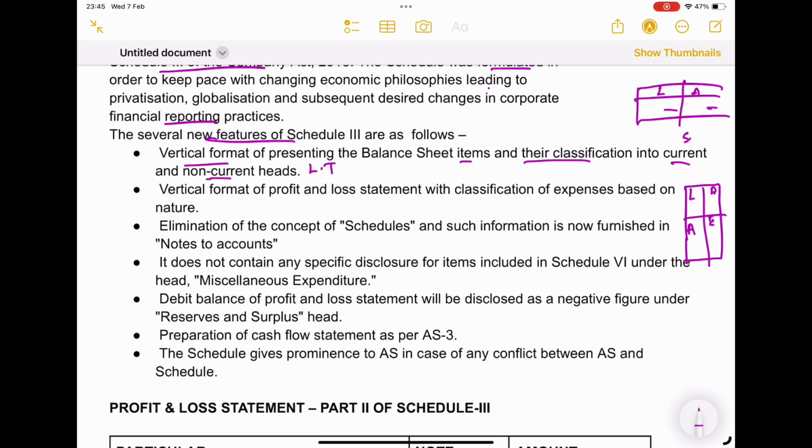For this vertical format, one more new concept is being included. Before, schedule 2 also it was there. We used to call them schedule numbers. Now we are going to call it note numbers. For each major asset and major liability, we are going to mention note number 1, 2, 3.